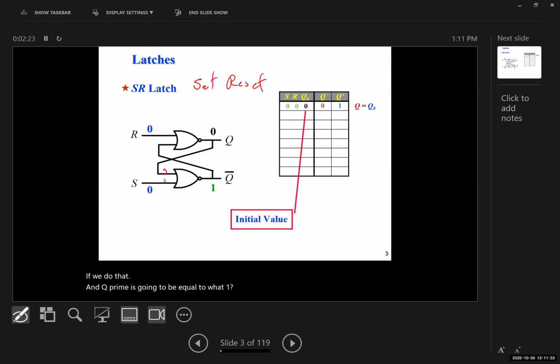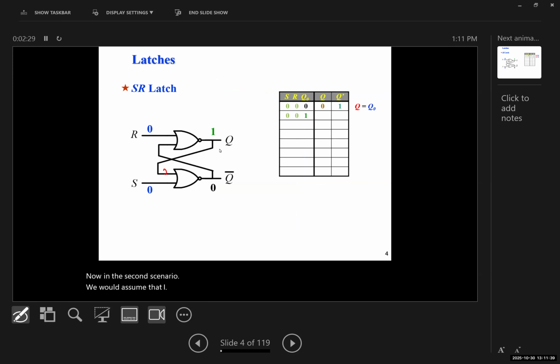Now, in the second scenario, we would assume that S is 0, R is 0, and Q0 is 1. So if S is 0 and R is 0, then we would have 0 and 0, the NOR would be 1, and 1 and 0 would be equal to 0. So here, Q would be 1, and Q prime would be 0.